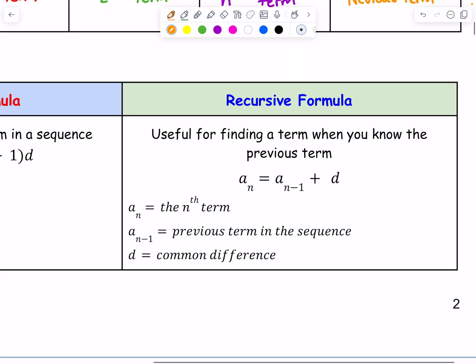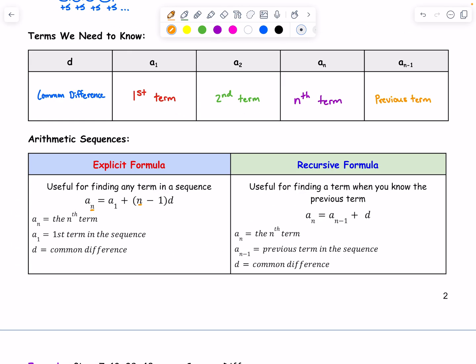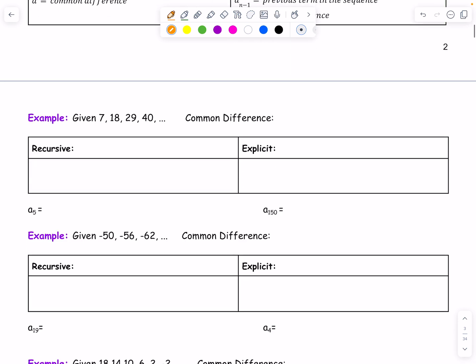All right, the recursive formula is useful for finding a term when you know the previous term. So a sub n is still our nth term. It's equal to a sub n minus 1, which is the previous term, plus the d, which is the common difference. So let's take a look at just a few more examples.